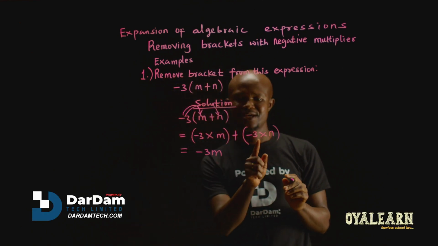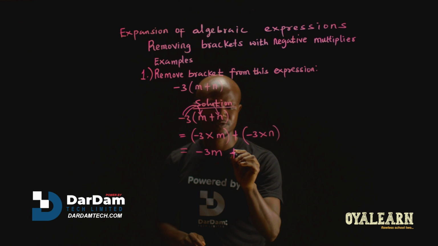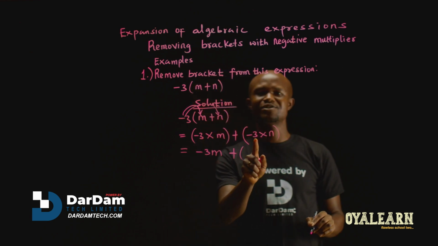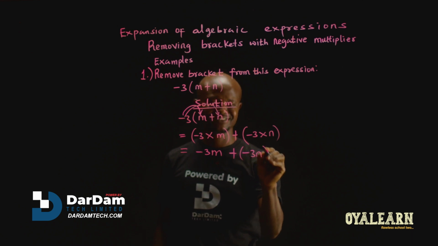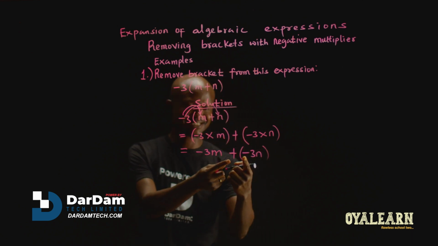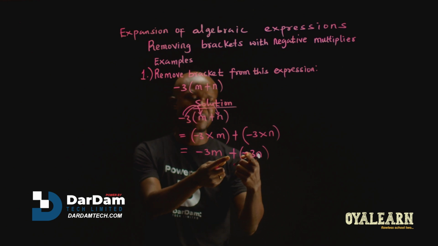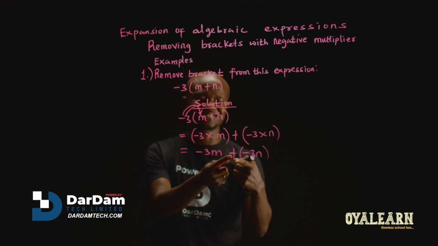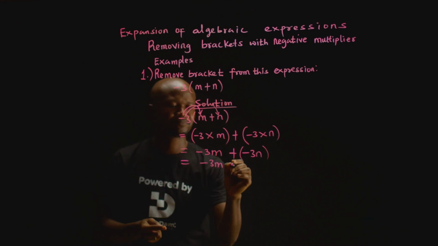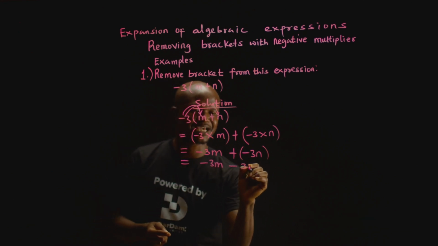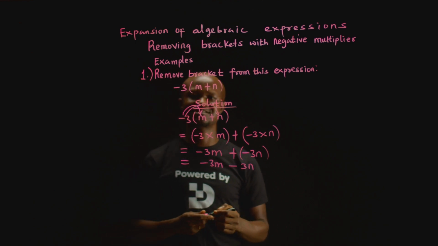Now we have plus minus 3 times n. What are we having? That is minus 3n. Don't forget, this is still minus, and we have plus here. Minus times plus is what? That is minus. So we now have minus 3m minus 3n. That is the solution to the problem.